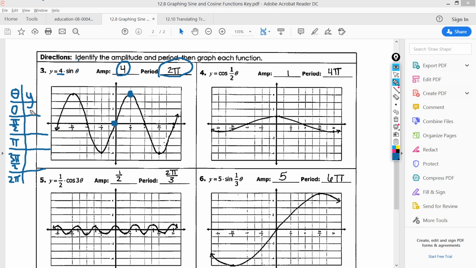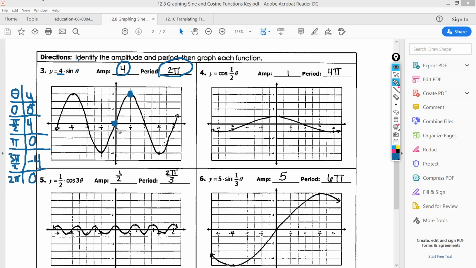So when theta is 0, sine of 0 is 0. 0 times 4 is 0, so y is 0. When theta is pi over 2, sine of pi over 2 is 1. 1 times 4 is 4. When theta is pi, sine of pi is 0. 4 times 0 is 0. When theta is 3 pi over 2, sine of 3 pi over 2 is -1. Times 4 is -4. And when theta is 2 pi, sine of 2 pi is 0. 4 times 0 is 0.